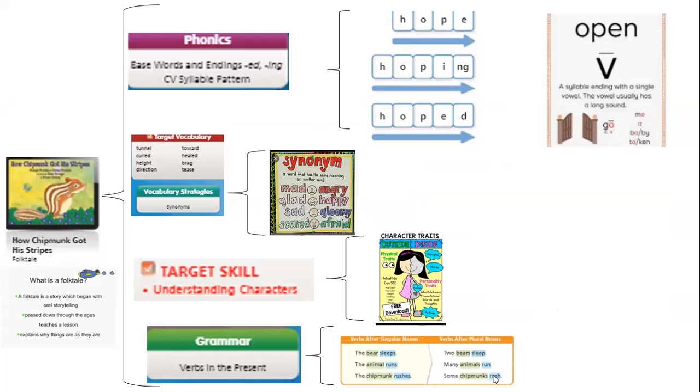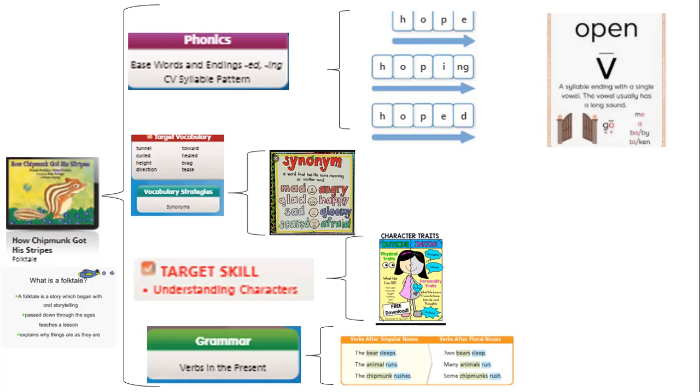So our story this week is How Chipmunk Got His Stripes, and it is a folk tale. You may be asking yourself, well, what's a folk tale? Well, a folk tale is a story that started out as people just telling it. It wasn't written down. And through the ages, somebody finally wrote that story down. Now, most folk tales explain why things are the way they are. And you can tell by the title of this, How Chipmunk Got Its Stripes. This folk tale is going to explain how Chipmunk got his stripes.